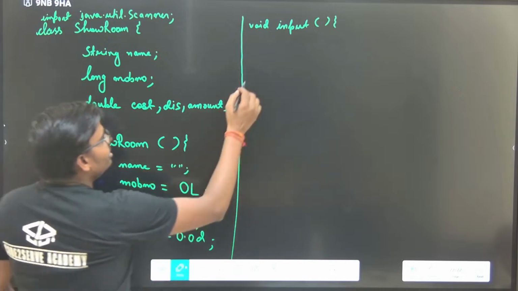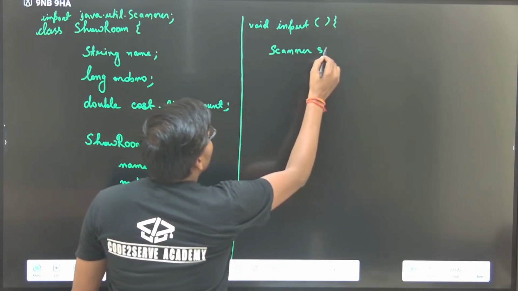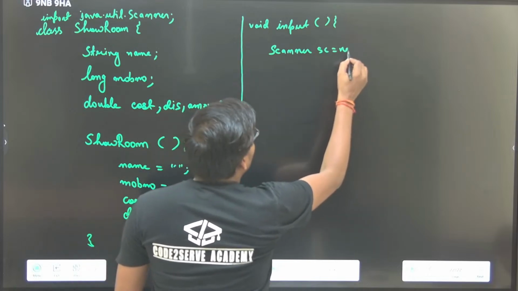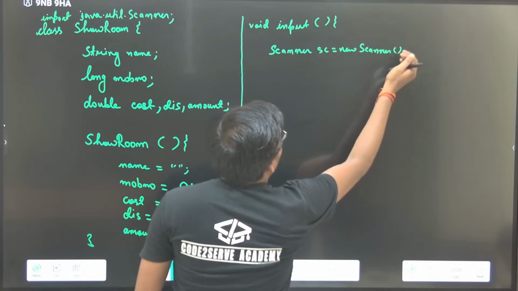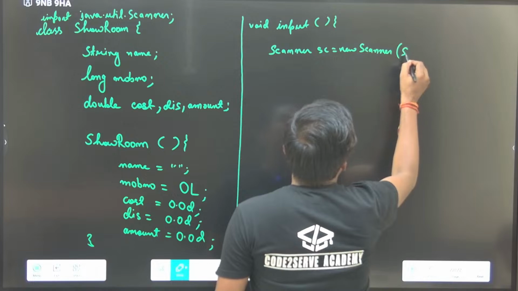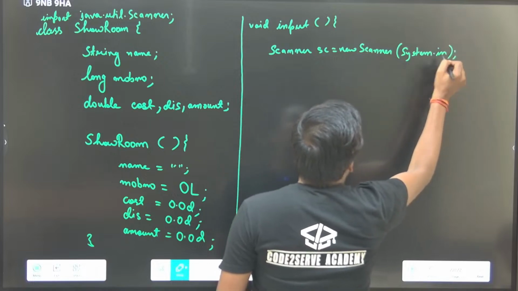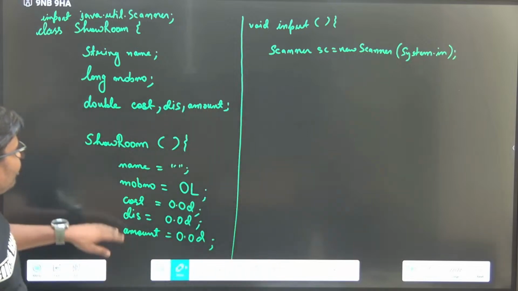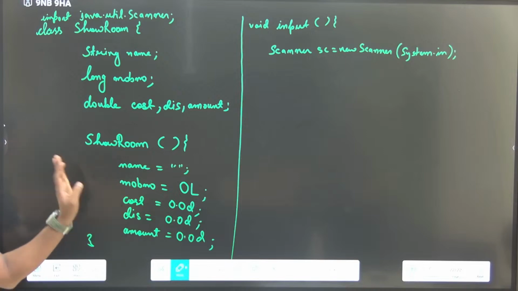Now to take input, you have to initialize the scanner object. So you'll write Scanner sc is equal to new Scanner, and in this you have to pass System.in.